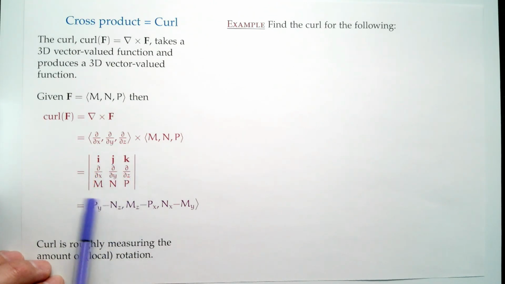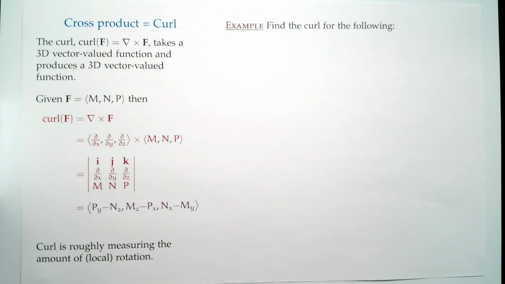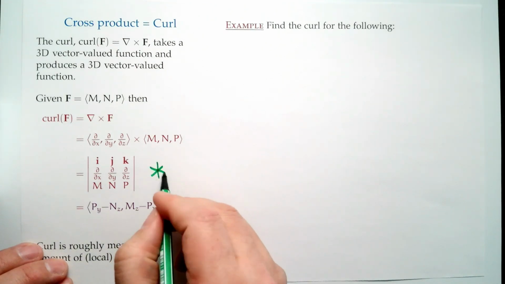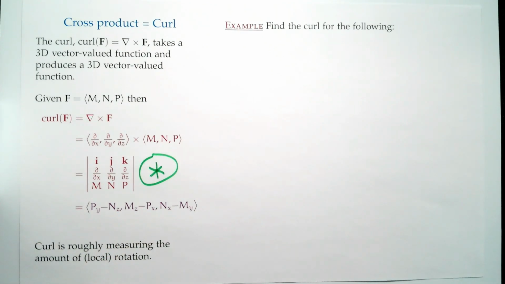And you just keep going. j, partial z of m. There's your m_z. j, partial x of p. So that's your minus p sub x. And so forth and so on. Now, if you're going to memorize something, do not memorize the formula at the end. That is a very hard thing to memorize. Remember this formula. That's what you want to remember, because that's going to be the easy one to work with, where you set up your determinant and just think of what's going to happen in the process.